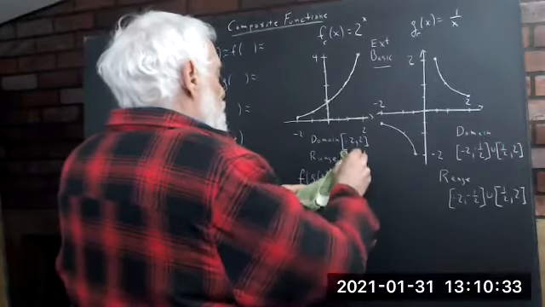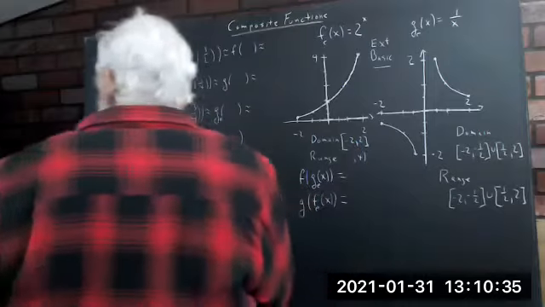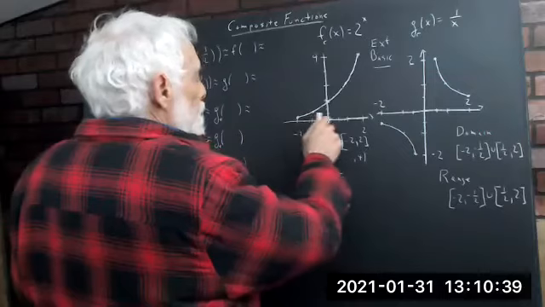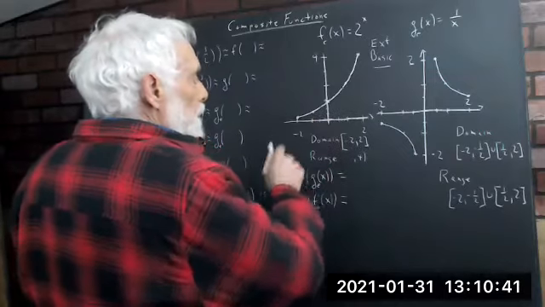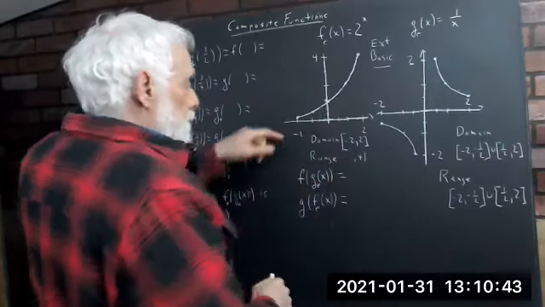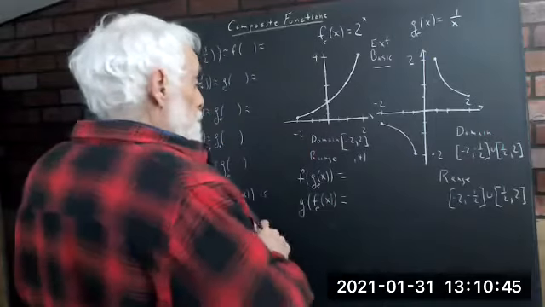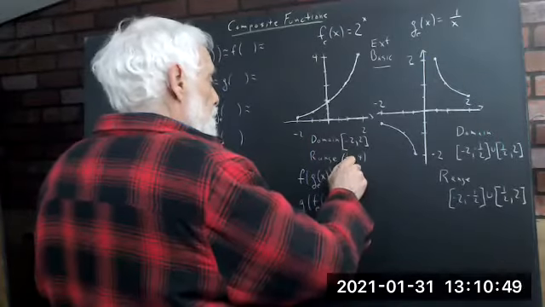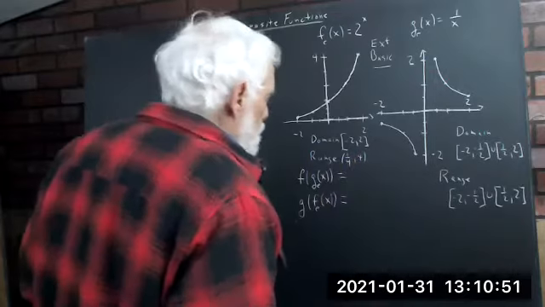Okay, the range of this function, if you project every point over to the y-axis, the smallest y value you're going to get is 1/4, which is what you get when x is -2. So the range is 1/4 to 4.